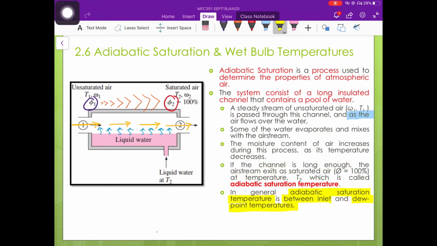In general, adiabatic saturation temperature is between the inlet temperature and the dew point temperature. Inlet temperature in this example is actually referring to the dry bulb temperature, and the adiabatic saturation temperature is actually referring to the wet bulb temperature.